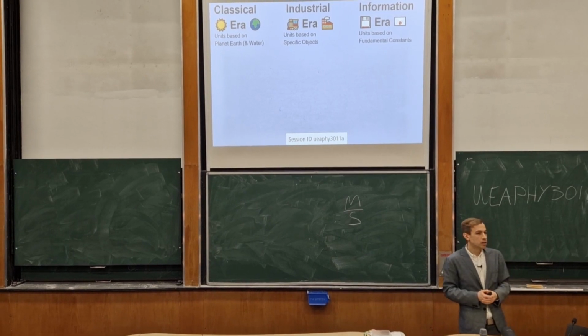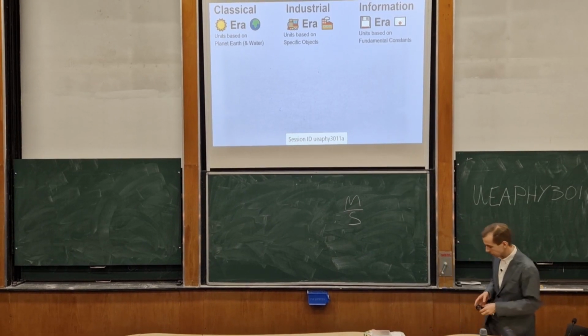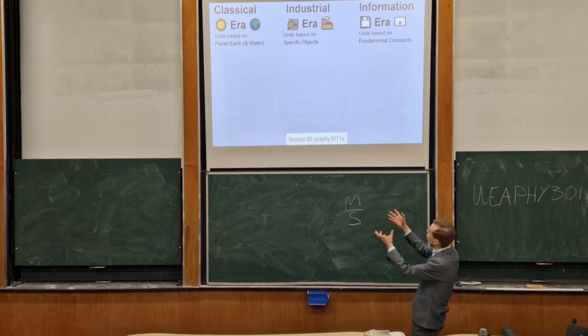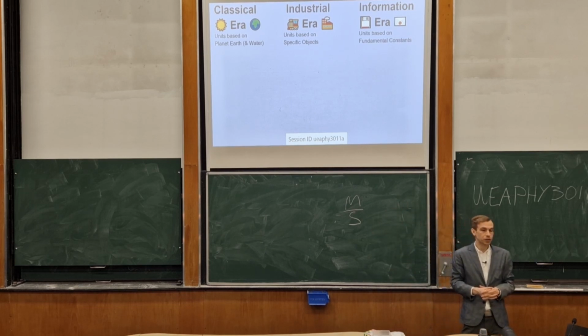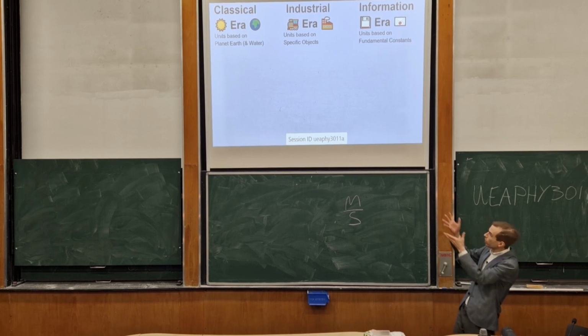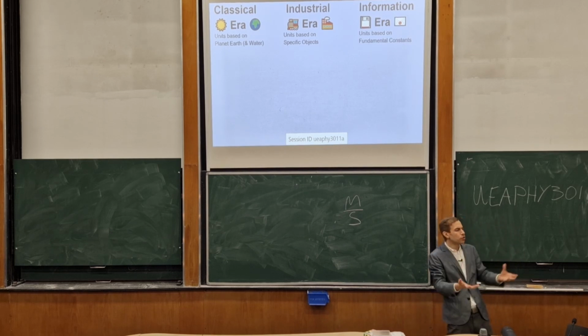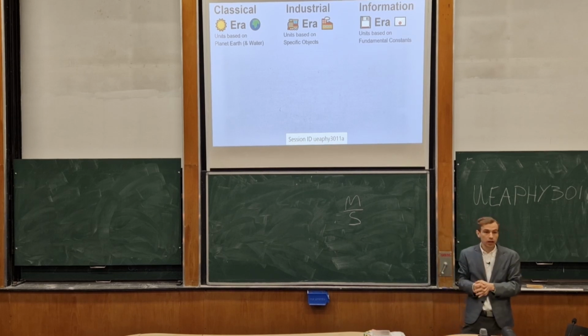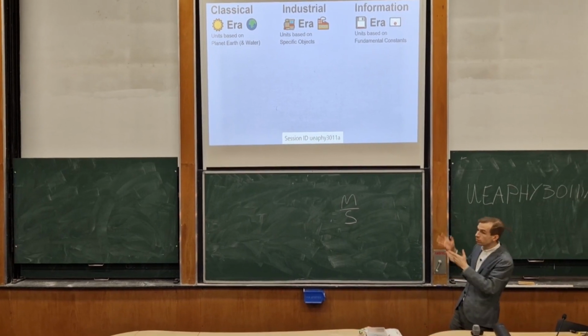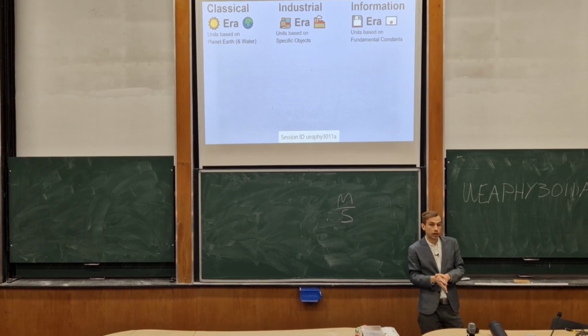Where these units come from, okay? And I think you can informally divide these units into three different situations here. So you've got what I call the classical era, when these units were first defined, and then what I call the industrial era, and then the modern era, the information era.